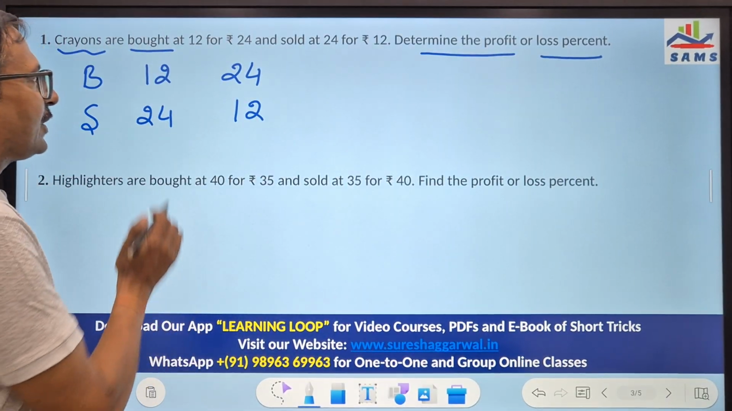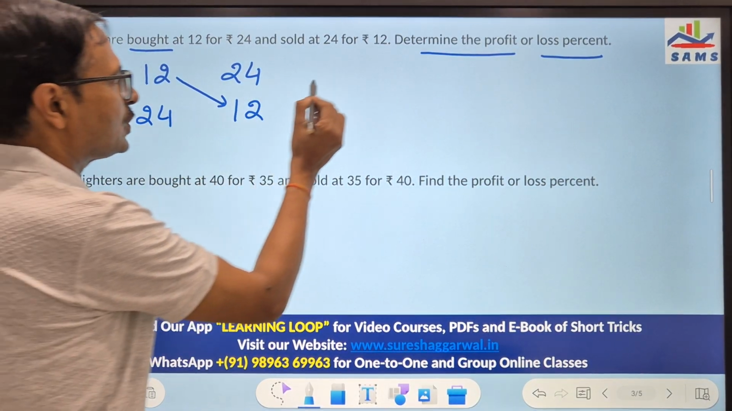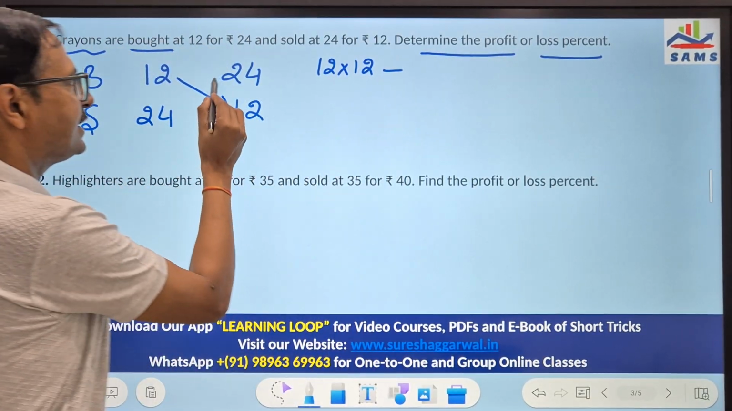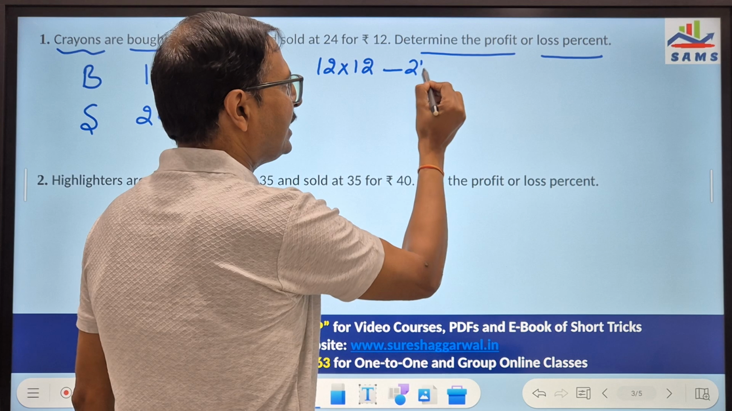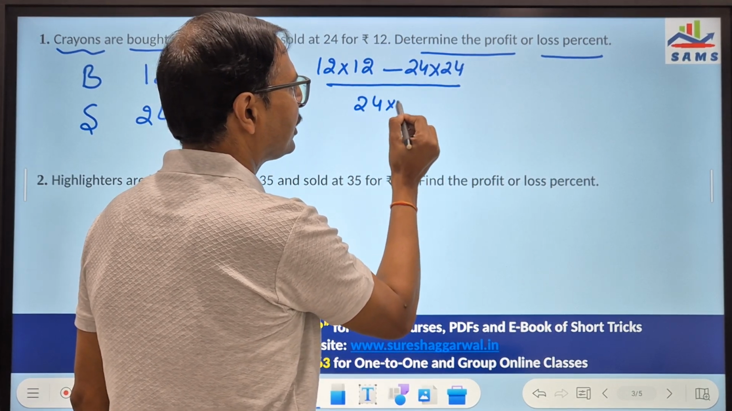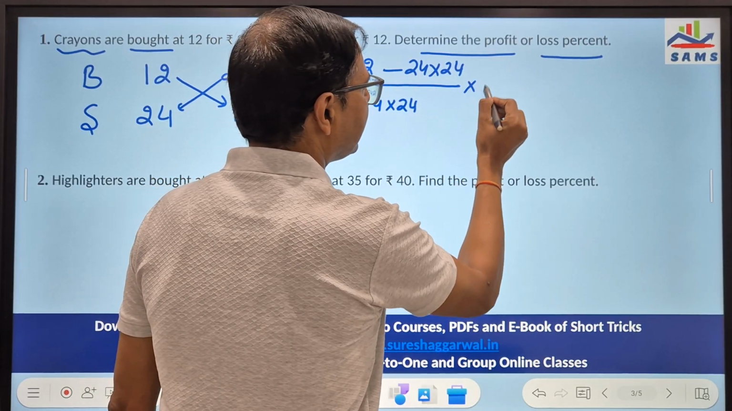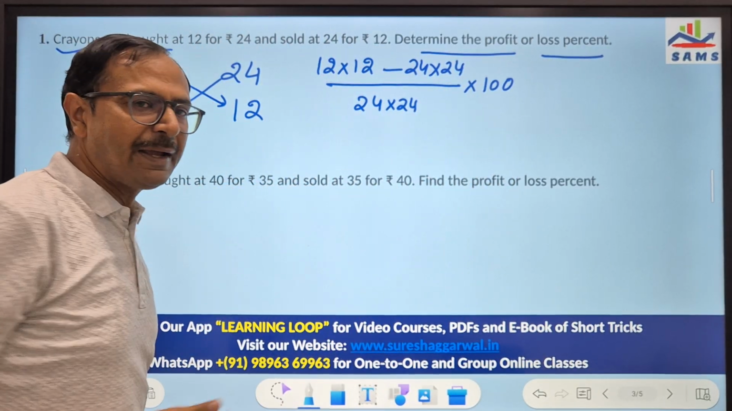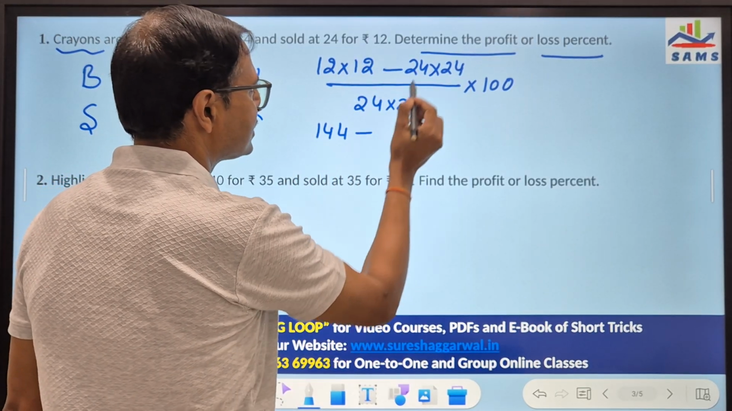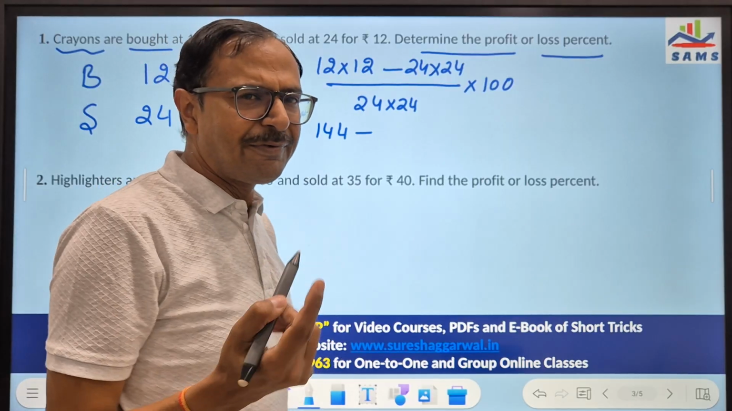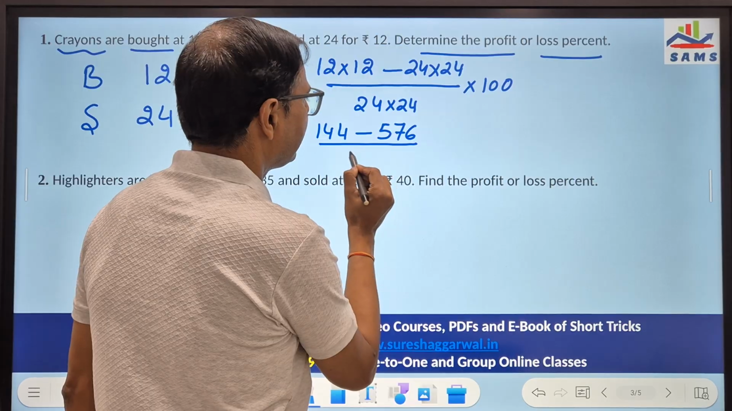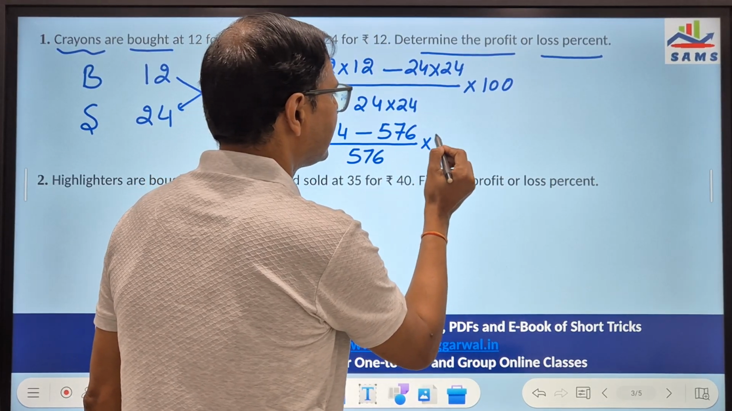Okay, so let's calculate across like this. So 12 times 12, I'll write all the steps in the first question, minus across like this 24 times 24, and divide that by the same result, 24 times 24, and multiply the result which you get by 100. So this is 144 minus 576, right? So 576, and in the denominator 576 and times 100.